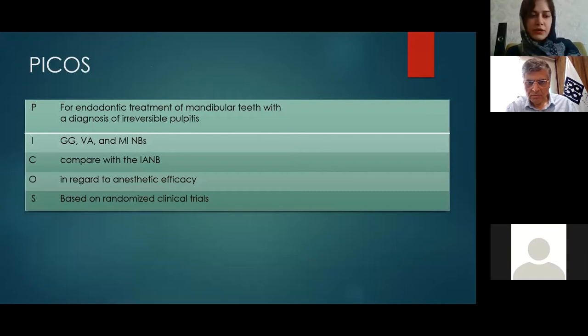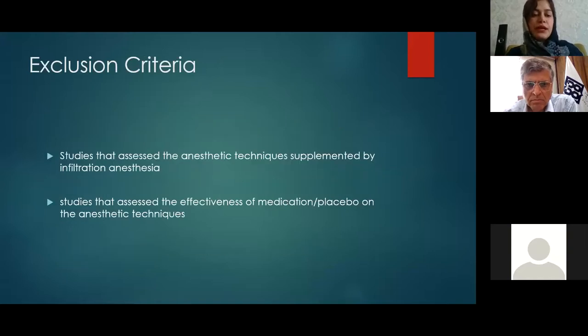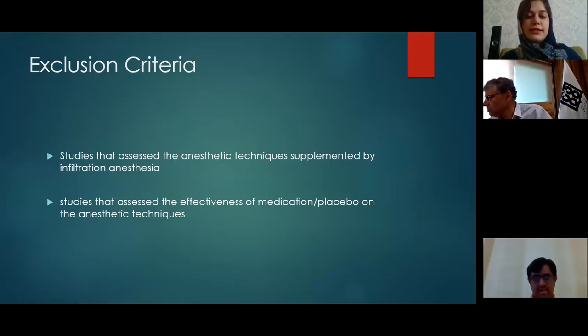Should we carry on? Yes, please. The inclusion criteria are adult patients undergoing non-surgical root canal treatment in mandibular teeth with irreversible pulpitis, studies comparing inferior alveolar nerve block with at least one other technique, and studies that reported the number or percentage of patients who achieved success. Studies that assessed an anesthetic technique supplemented by infiltration anesthesia are excluded, and studies that assessed the effectiveness of medication, placebo, and anesthetic techniques are excluded too.